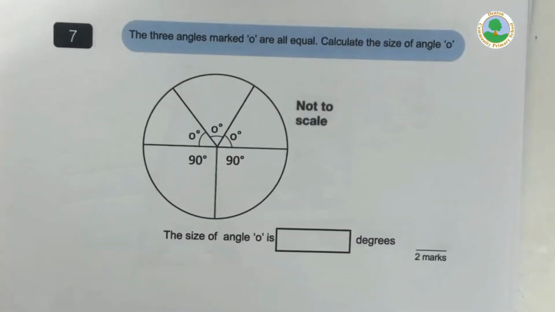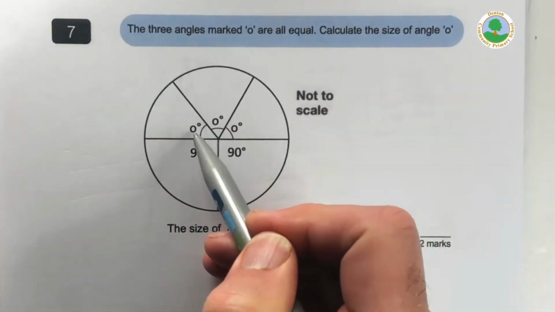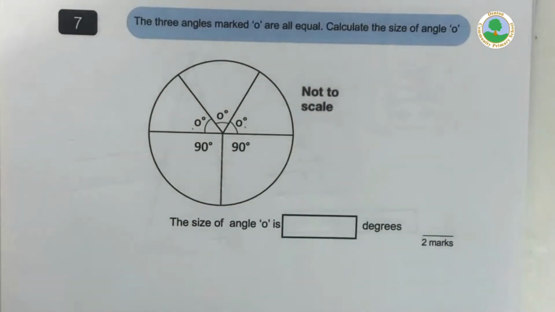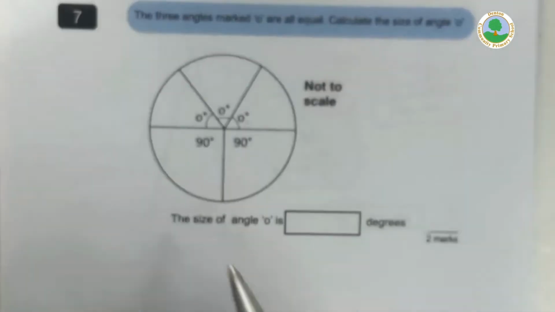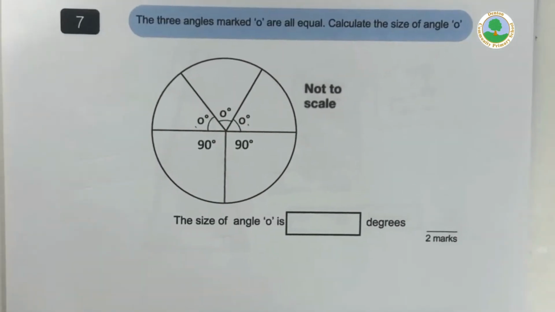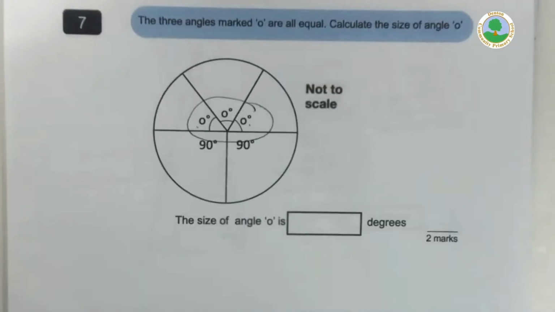All right. Now, question 7 is a little bit different to anything we've done so far. The 3 angles marked with an O, not a 0, it's an O, are all equal. Calculate the size of angle O. Well, here we need to remind ourselves that a circle contains 360 degrees. So just as with the triangle, if we find what's missing, then we can share it out. Okay, divide it into 3 equal pieces.